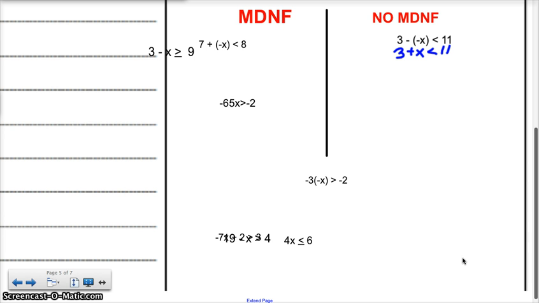Negative 3 times negative x. Awesome. Madison, why is that a no? Because negative times negative is positive. This actually turns to 3x is bigger than negative 2. I would not MD and F it.